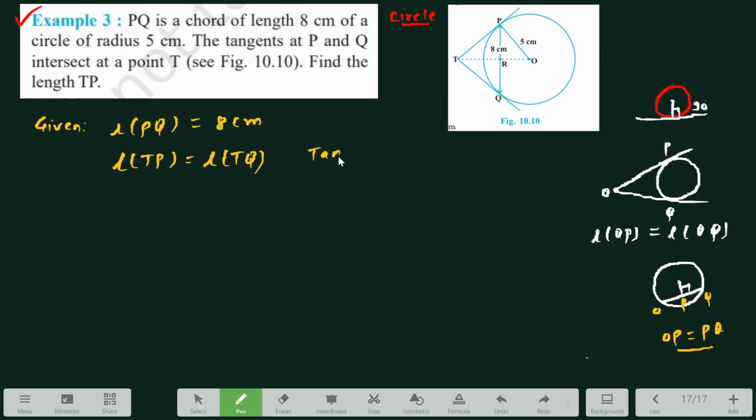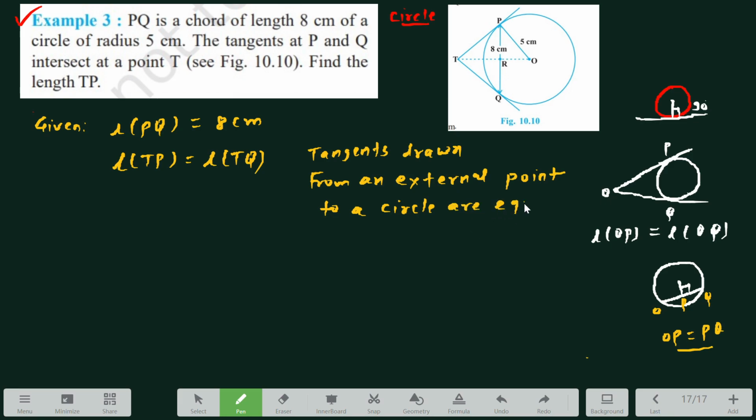Tangents drawn from an external point to a circle are equal. Okay. So triangle TPQ is an isosceles triangle.